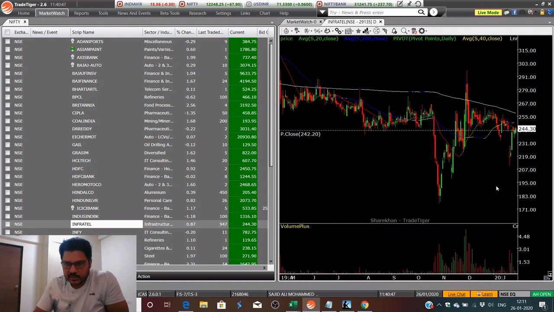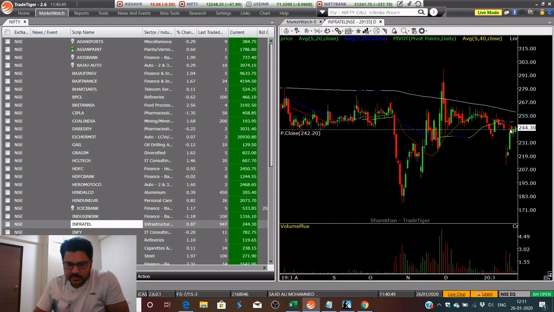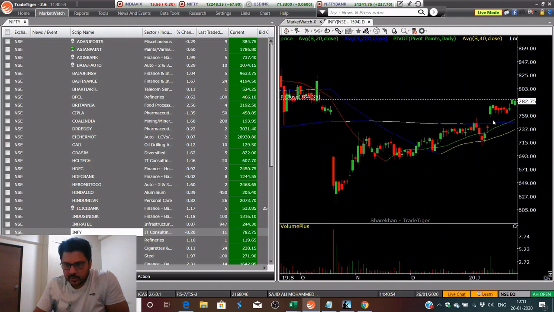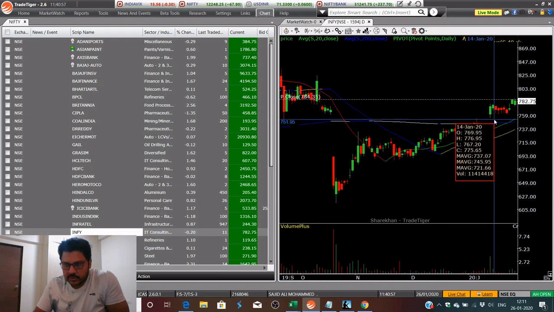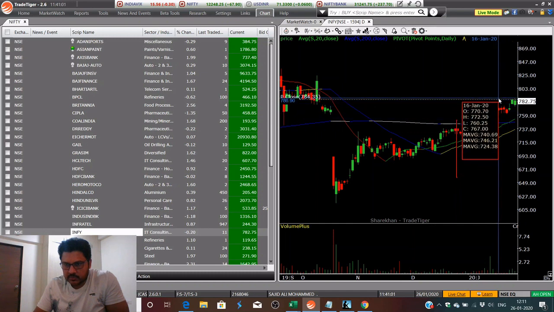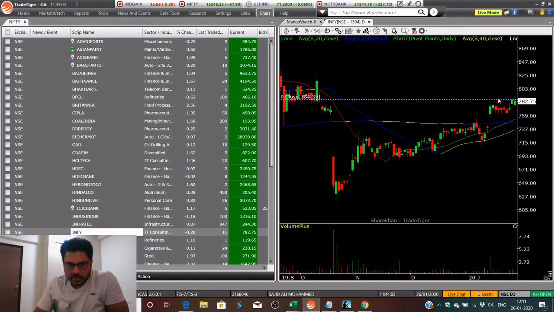Sideways, not much of a trend here, so avoid this. Infy is bullish. It's taken a good gap up bounce from its 200 period moving average, and it is moving towards new highs. So if it breaks this high, you can go long.